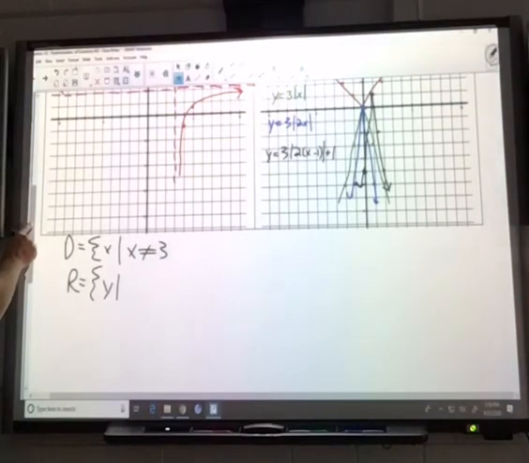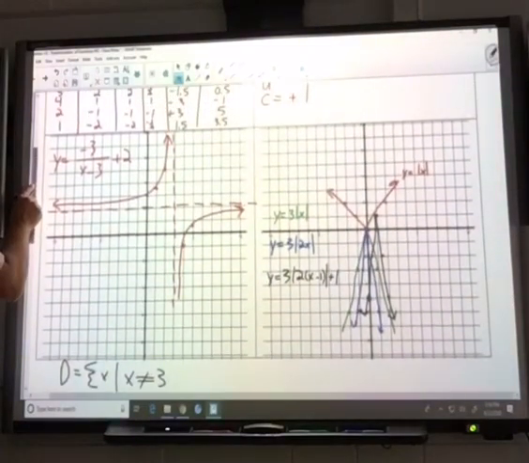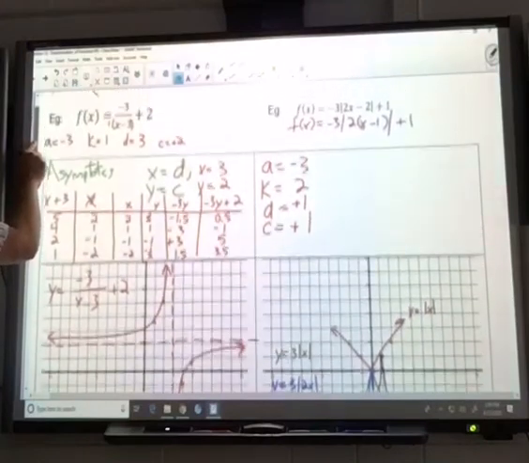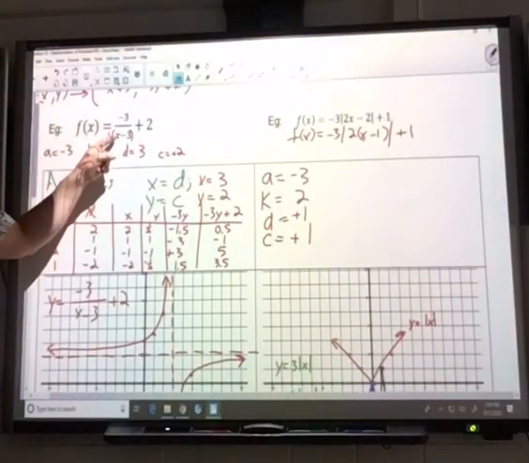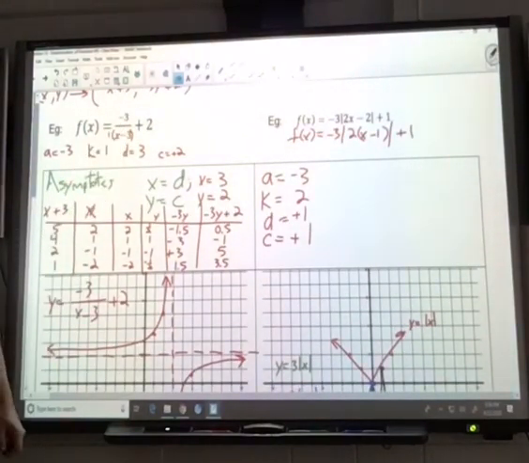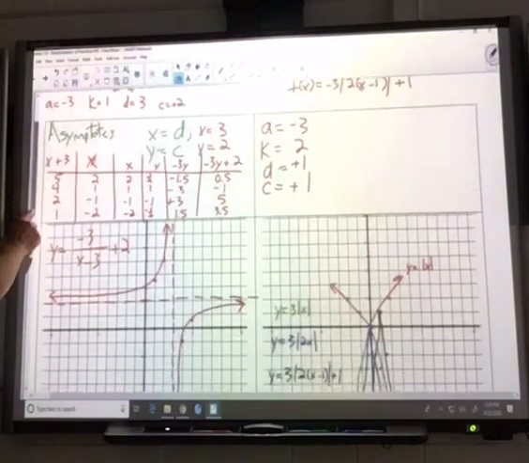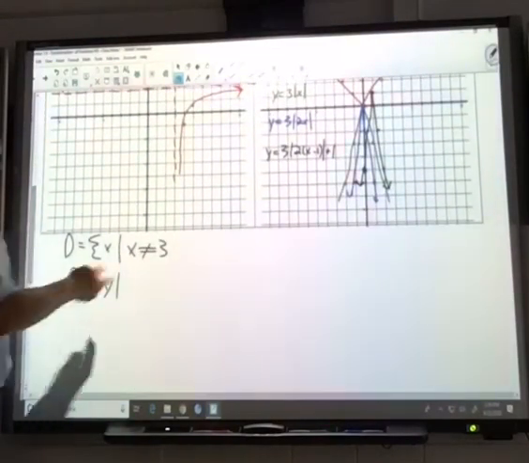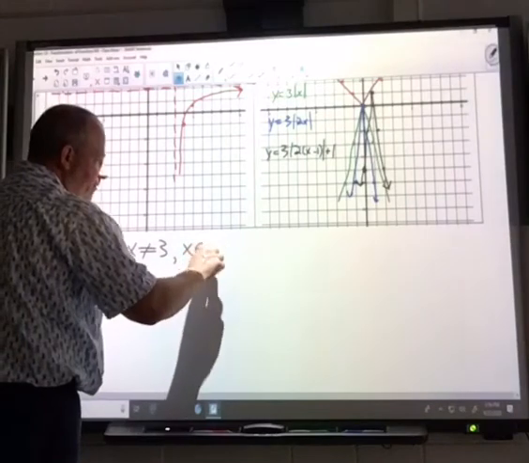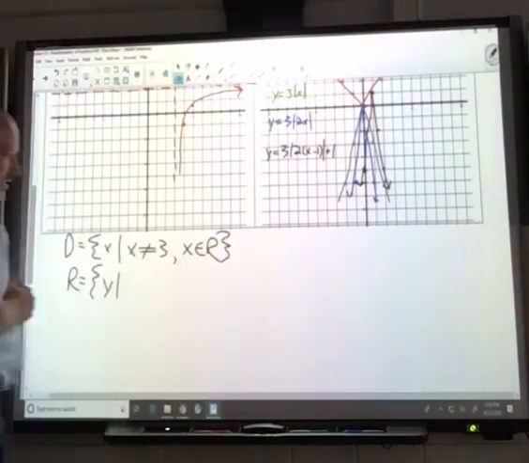Okay, because that's what an asymptote is, right? You can't put in a 3. And you can see from the equation you can't put in a 3. Because what happens if you put a 3 into there? 3 minus 3 is 0. You can't have 0 in the denominator. So it does make sense. After that, any value is okay, as long as it's not 3.